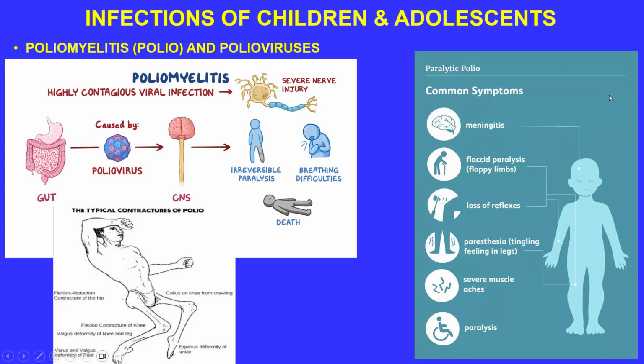A couple of other things here. These are the common symptoms that you might see: meningitis, flaccid paralysis, otherwise known as floppy limbs, loss of reflexes, paresthesia, tingling feeling in legs, severe muscle aches, and then eventually paralysis. Now, as I said, it was a highly contagious disease. You suffer severe nerve injury. As this starts off in the gut, poliovirus moves into the CNS, causes these various situations: breathing difficulty, irreversible paralysis, death. This is the typical contractures of polio.